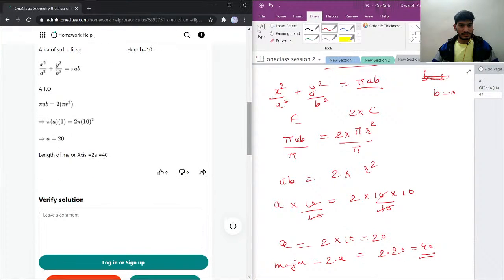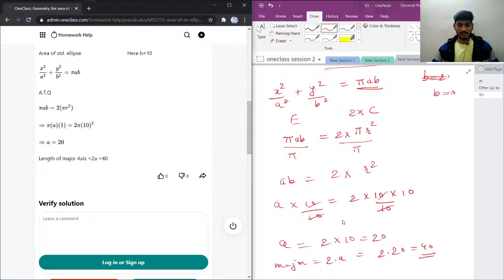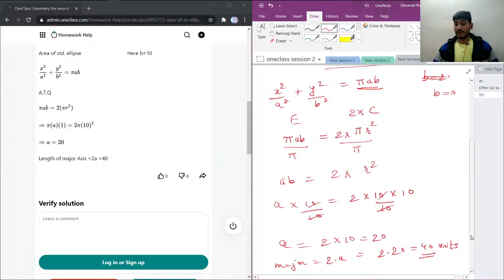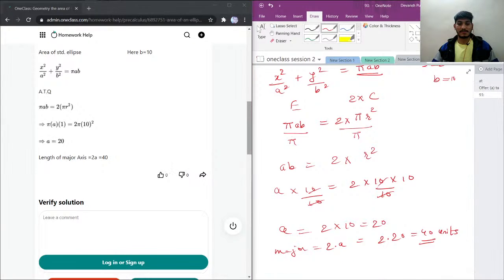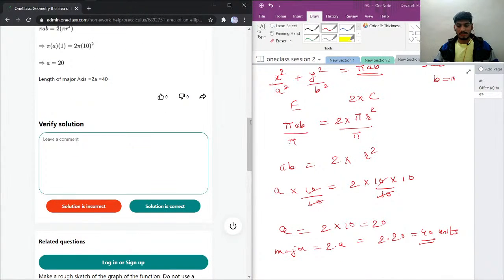So let's see the solution. Yes, the length of the major axis is 2A, which is 40 units. We should always write units because the unit is not given here. So the given solution is correct. Good job.